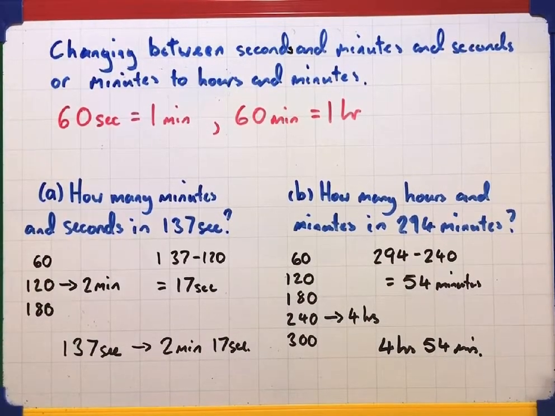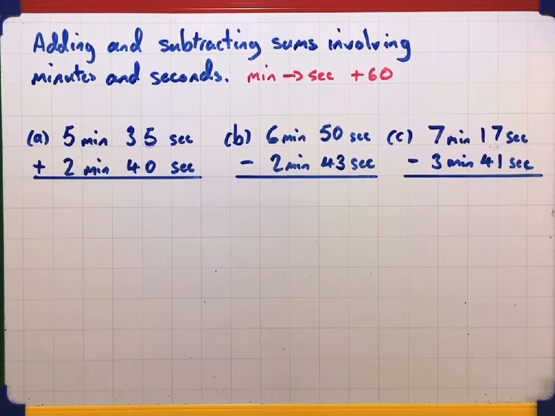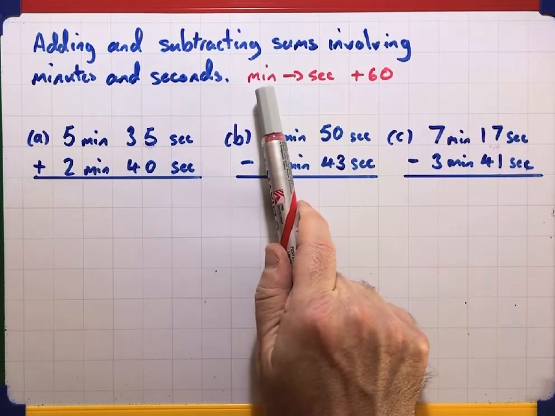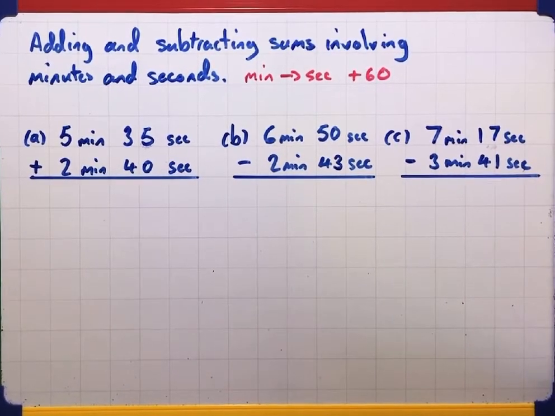Okay, that's how we go from seconds to minutes and seconds, or minutes to hours and minutes. Okay, in this bit we're going to have a little look at adding and subtracting sums involving minutes and seconds. The key thing to remember here is if you need to borrow from the minutes column to the seconds column, remember there are only 60 seconds in a minute, not 100.